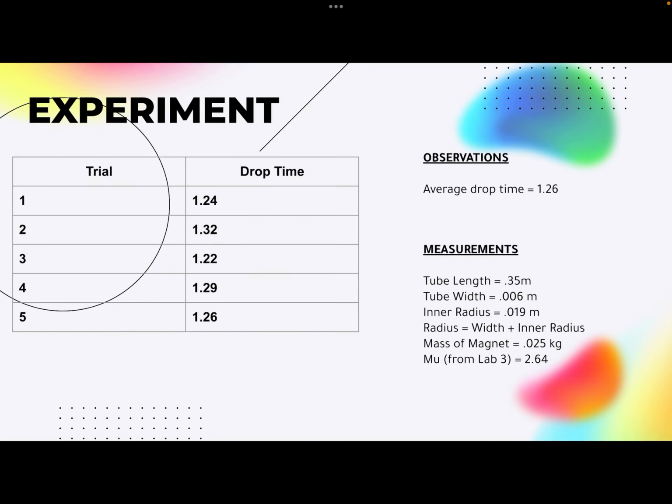As you can see, on the left is a table with all of my trials and times. The average time it took was about 1.26 seconds. At the bottom, I've also provided all the measurements of the tube and the magnet that we'll need for the coding portion of this lab.